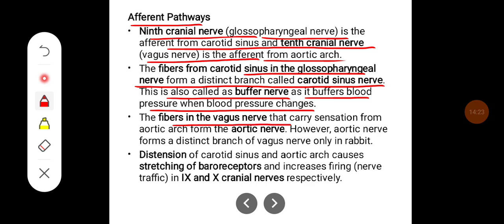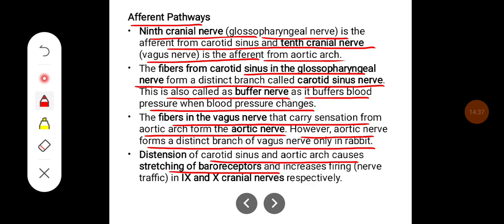Fibers in the vagus nerve that carry sensation from the aortic arch form the aortic nerve. However, the aortic nerve forms a distinct branch of the vagus nerve only in rabbit. Distension of the carotid sinus and aortic arch causes stretching of baroreceptors and increases firing in the 9th and 10th cranial nerves respectively.